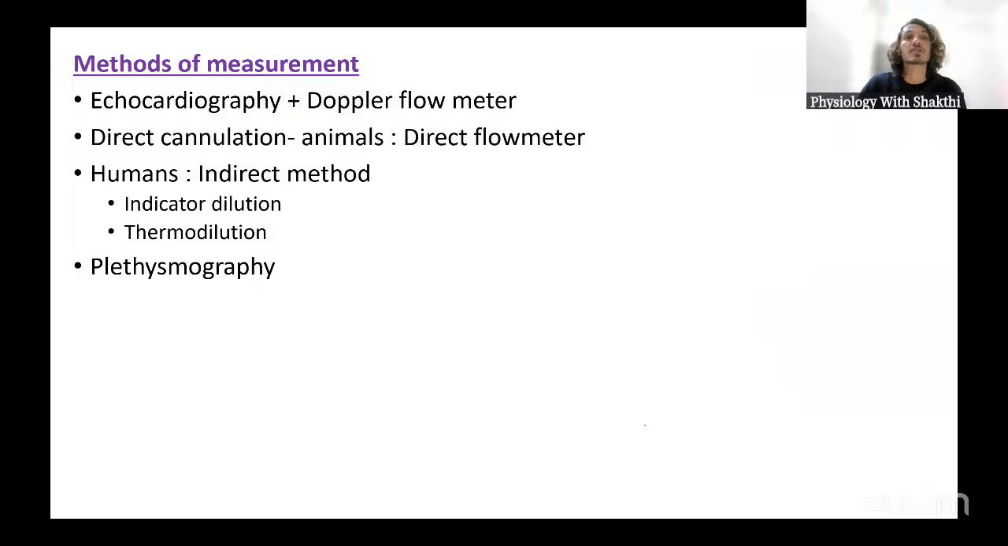And if a question of what are the methods of measurement of cardiac output, you can talk about echocardiography, Doppler. In animal models, we use direct cannulation. Otherwise, it makes no sense to directly cannulate in order to get BP. In humans, indirect methods are there. It is indicator dilution and thermodilution. And we also have plethysmography. So these are the methods that you need to mention in order to answer this question of methods of measurement.